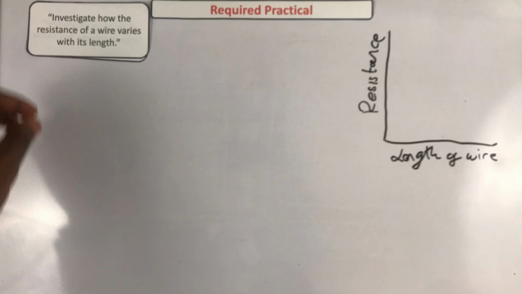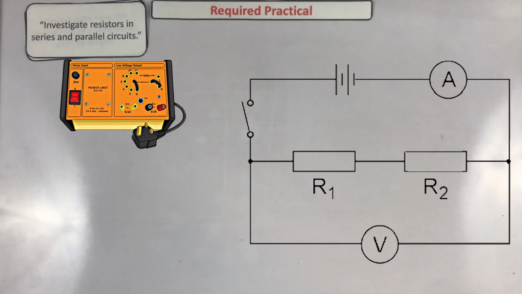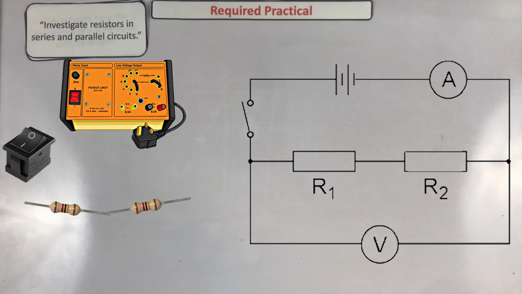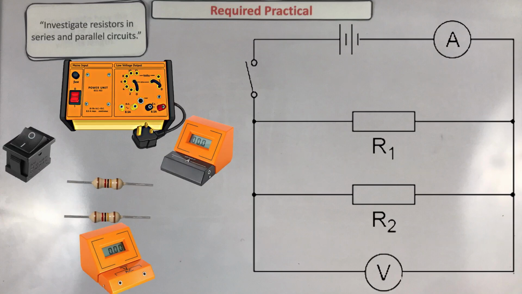For the second activity, you start off by connecting a power pack in series to a switch, 2 resistors, and an ammeter. Then you connect a voltmeter parallel to your 2 resistors. Switch on your power pack and record the current and the potential difference. Then you rearrange your circuit so that the resistors are parallel to each other. Switch on your power pack and record the current and potential difference again.